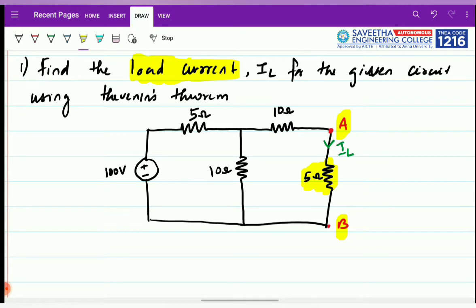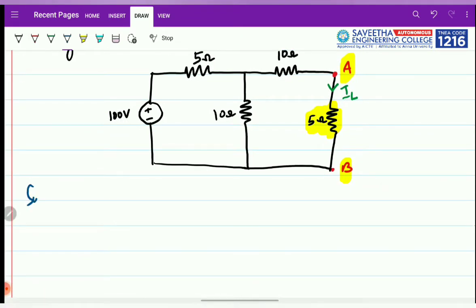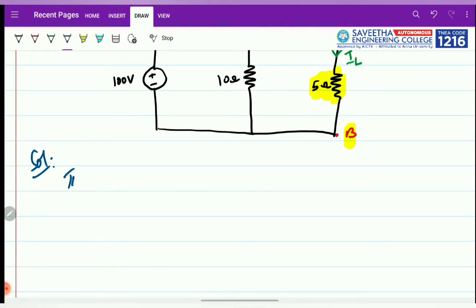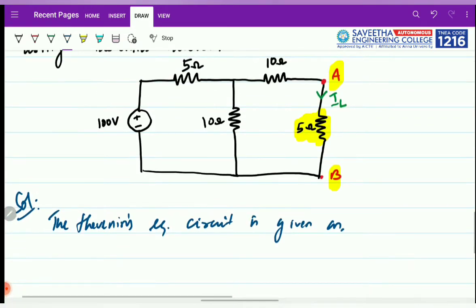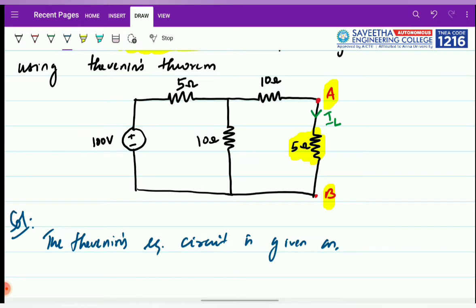So in this circuit we are here to find the Thevenin equivalent circuit. They haven't said anything about the Thevenin equivalent circuit. They have asked you to find only the load current, but however, in order to complete the problem, we need to find the Thevenin equivalent circuit from which we will find the load current. So coming to the solution, we'll write it as a statement: the Thevenin equivalent circuit is given as. So for the given particular circuit, the Thevenin equivalent circuit can be given as.